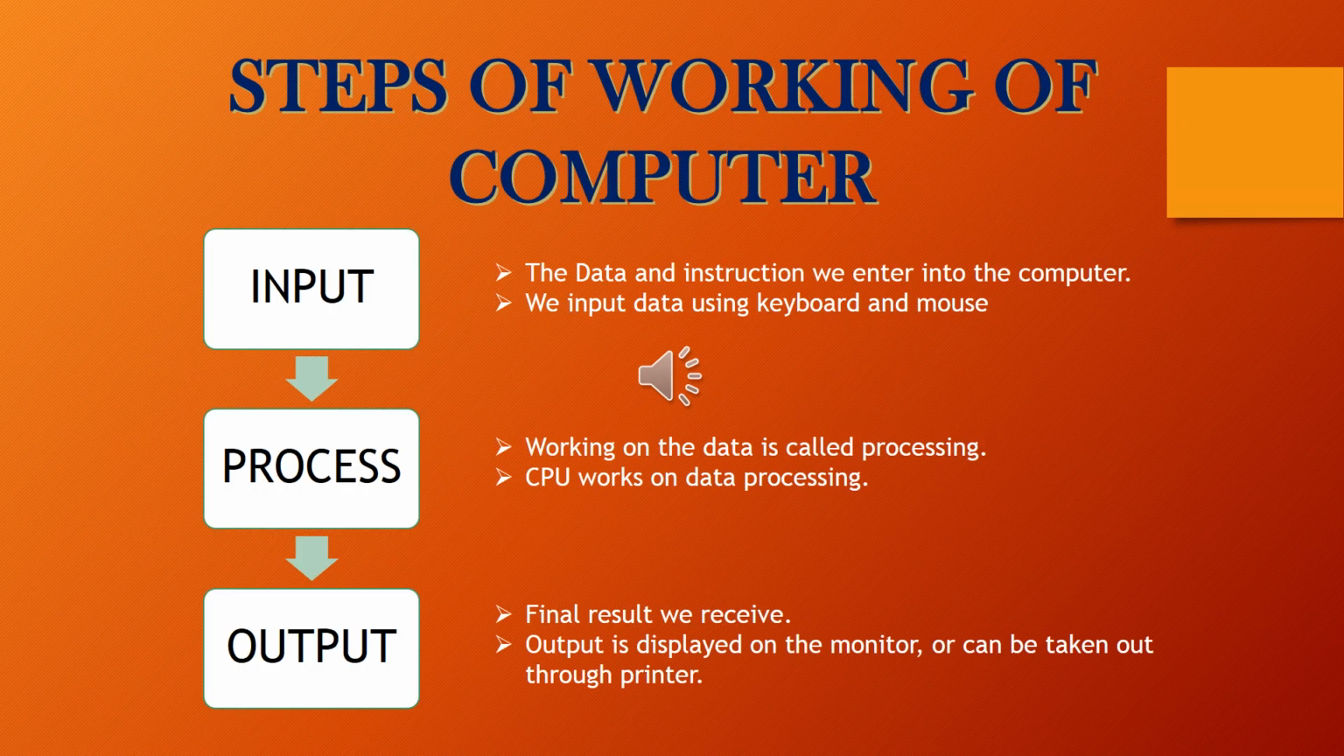So now you have understood that the computer doesn't work on its own. We have to give some data to it and then it works on it. So how does it work? It works on the data in 3 steps. Data, as we have understood, is whatever instruction we give or the numbers, letters or symbols we type.